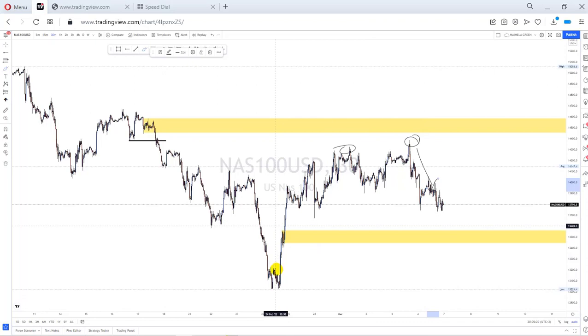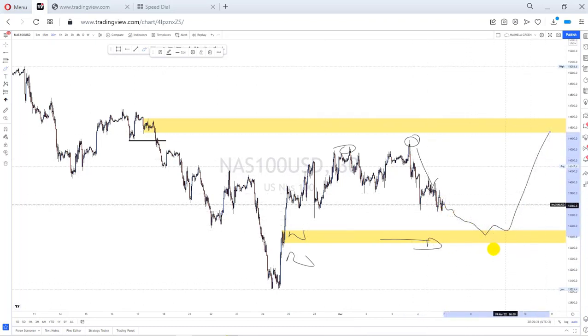So as you can see here, we have the rally, the base, and then the rally. So this becomes my demand zone. I'm anticipating for them to try to go down here, and then eventually they will come back to my supply zone. So I'll wait for the market to come to this point here, and then I'm going to buy Nasdaq here. This is the 10 minutes time frame.